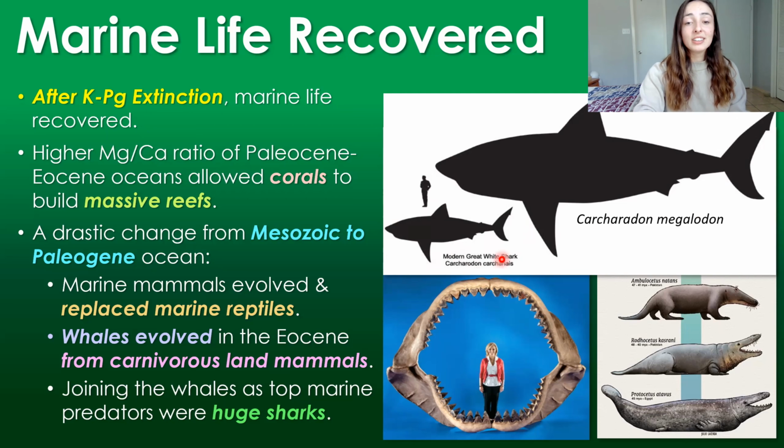And for scale, here's a human and a modern great white. Yes, that is a huge shark. So they and the whales took the place as the top predators during the Paleogene after marine reptiles gave up that place due to their extinction at the Cretaceous-Paleogene boundary.